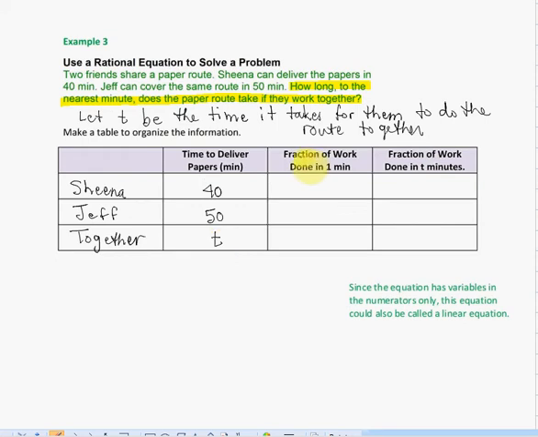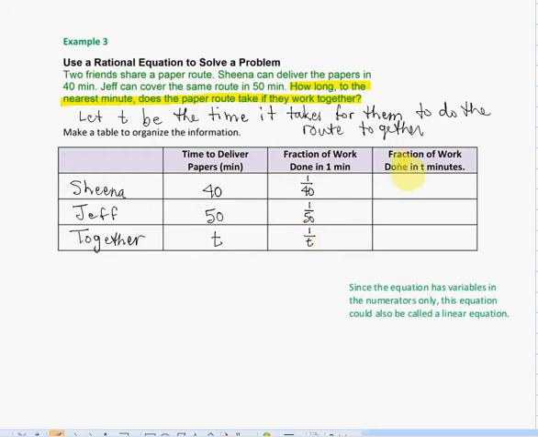Okay, so we want to know what the fraction of work is done in 1 minute. So if Sheena takes 40 minutes to deliver the papers, then the fraction of her work that she will get done in 1 minute is going to be 1 over 40. And if Jeff can do it in 50 minutes, then the fraction of the work that he can get done in 1 minute is 1 over 50. And for t, following this pattern, the next one has to be 1 over t.